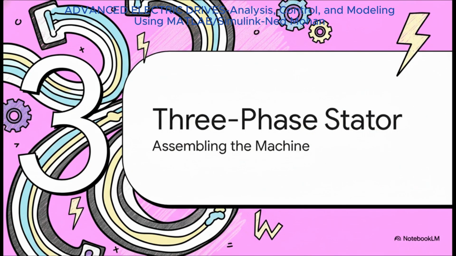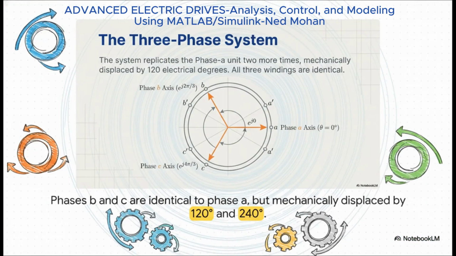All right, we've totally nailed the single phase. Now for Section 3, where we assemble the complete 3-phase stator. And trust me, this is where the magic really starts to happen. The construction is just beautifully symmetric. We take our Phase A winding and we just replicate it twice.